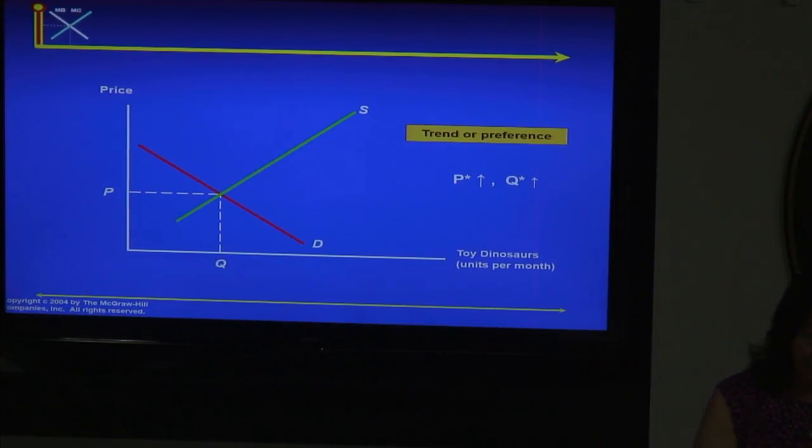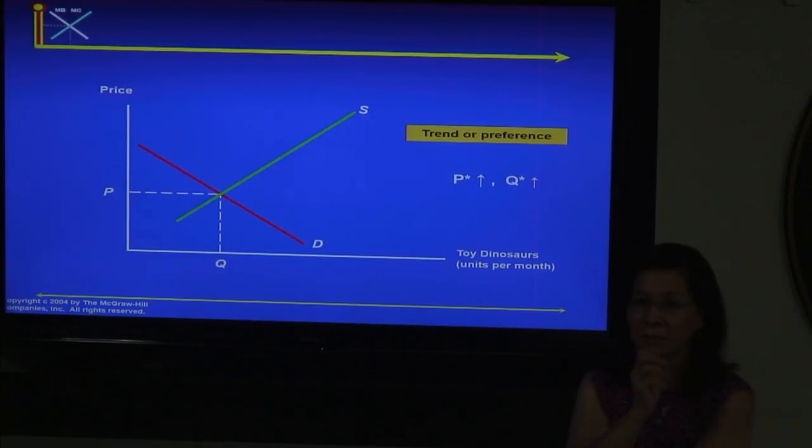Okay, there are other factors. Number 4, let's look at it. An increase in the preference by demanders for the good or service. What are the latest things that kids of your generation like that you must have? Give me an example.